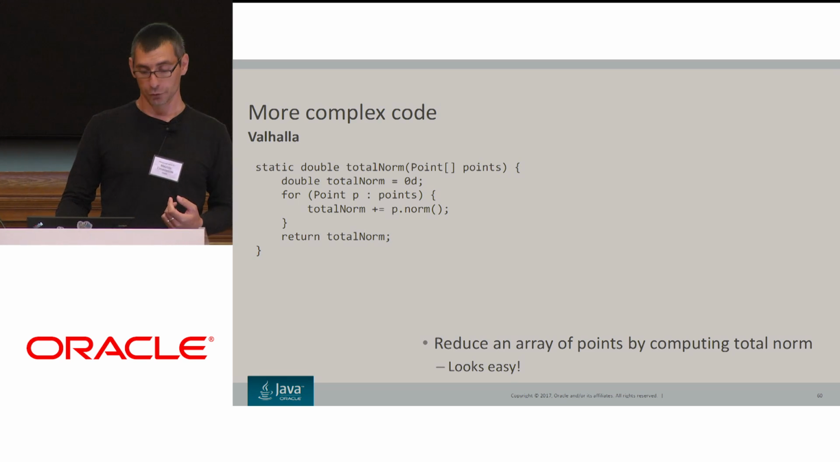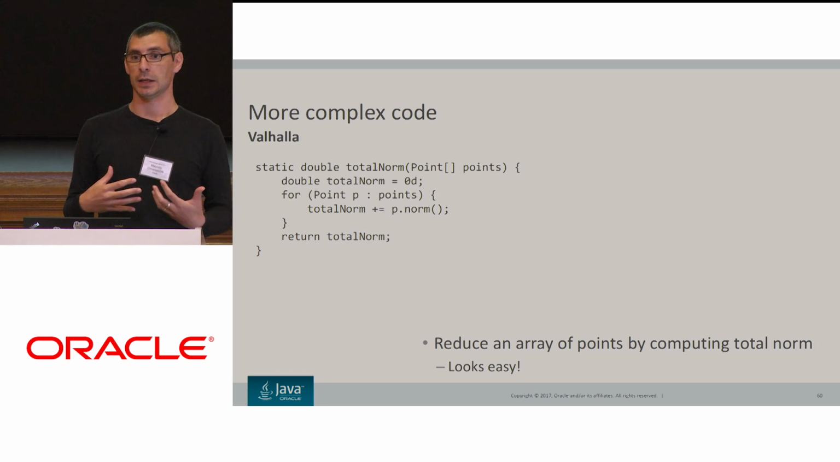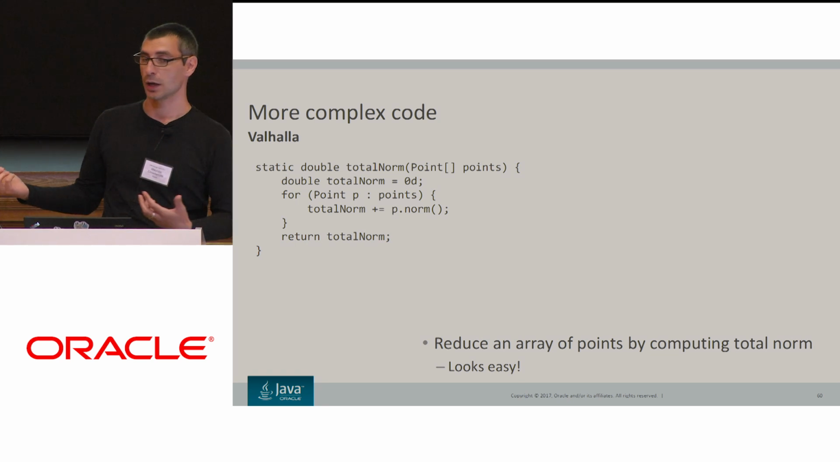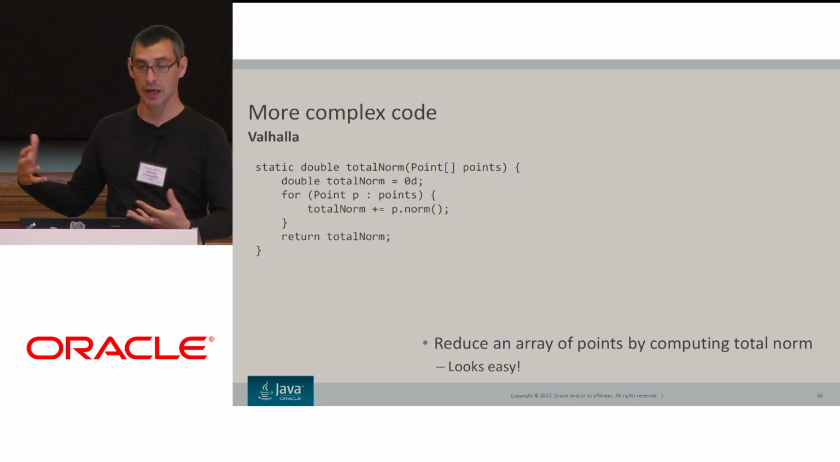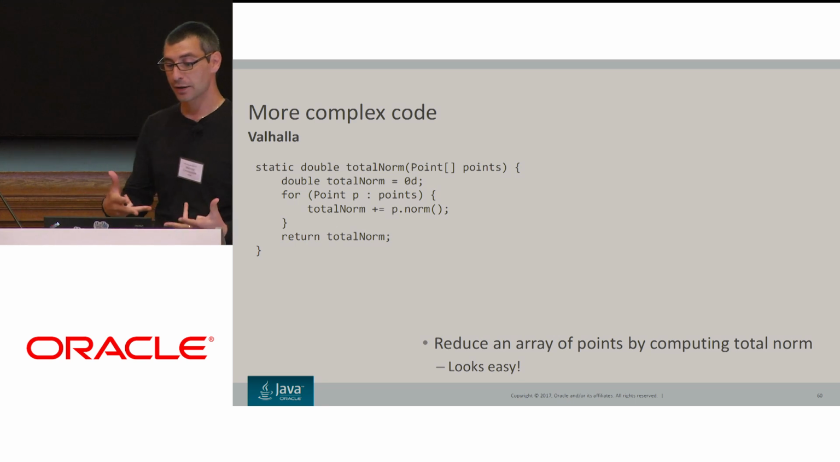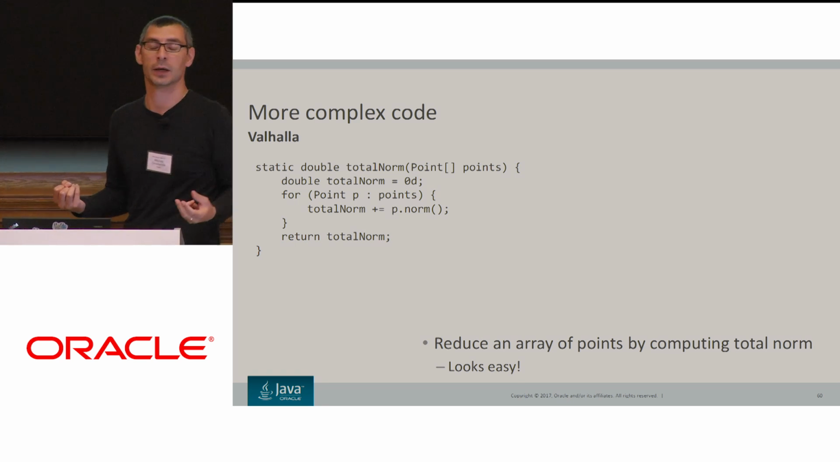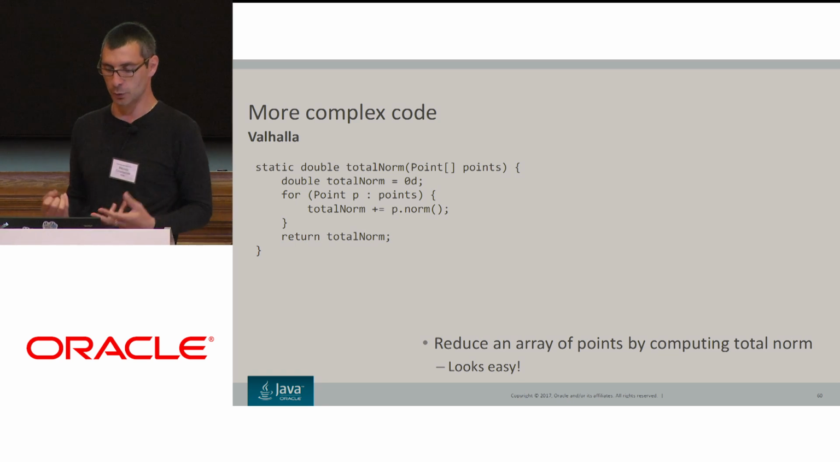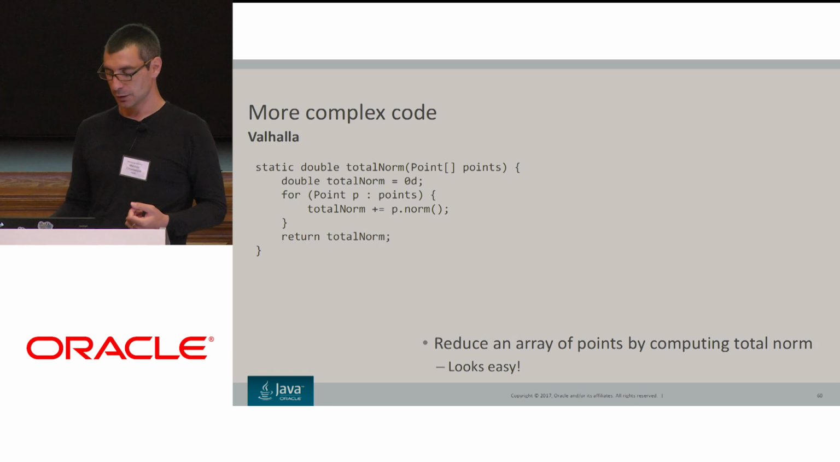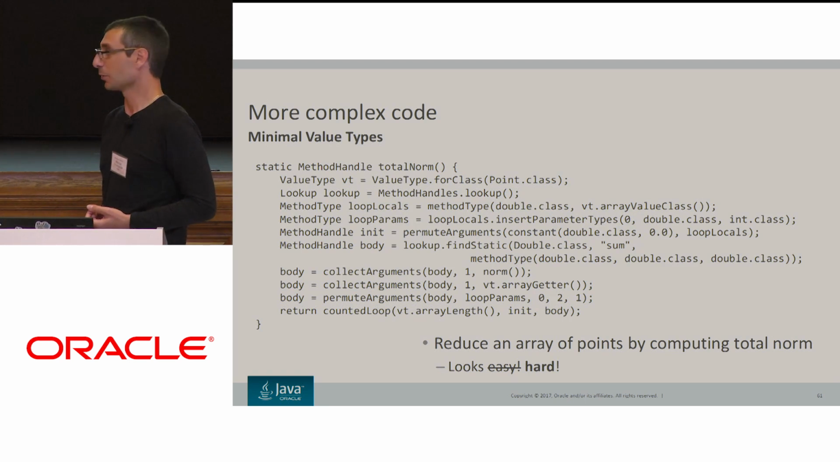Of course, you can also do more complex code in Valhalla. You can, for example, take an array of points, and maybe you want to compute the sum of all the norms of these points. And if you have values in the language, that's easy. You just write a for loop, or maybe a stream and a reduce operation, whatever you prefer. But what if you don't have values in the language? Well, this is starting to look ugly, doesn't it?